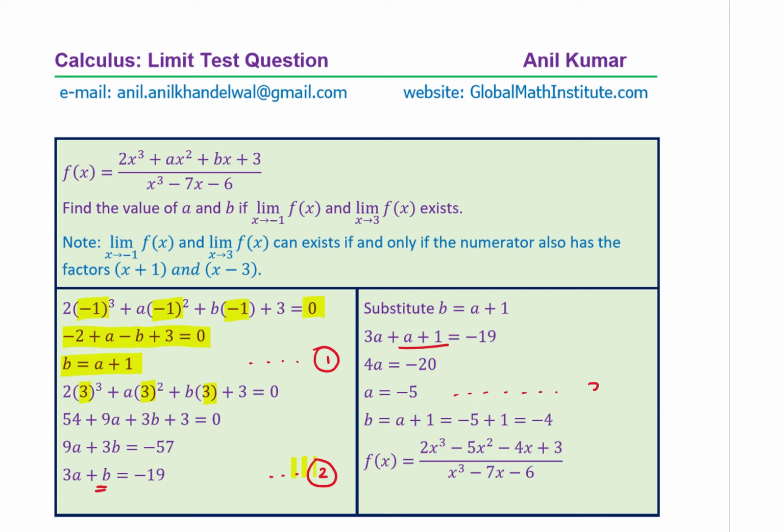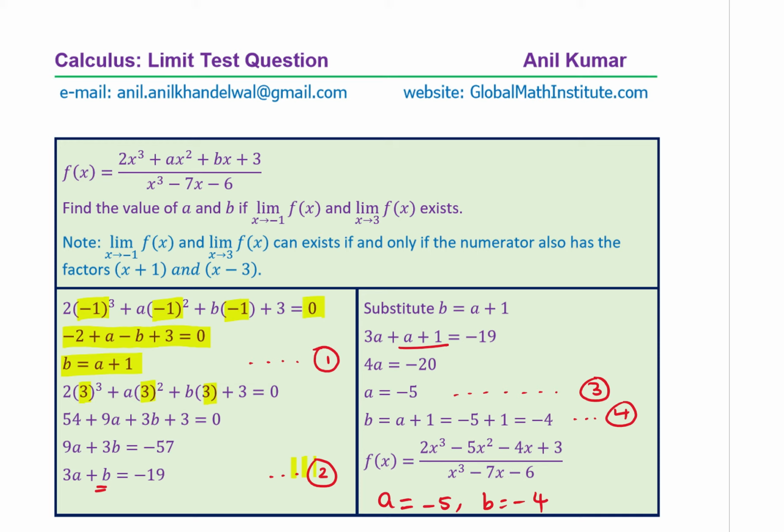Let me say this as equation number 3. a is equal to minus 5. So we got one value. Now, b is a plus 1. Substituting minus 5 for a, we get the value of b as minus 4. Correct? So then we have found the value of a as minus 5 and b as minus 4. So the numerator now can be written, substituting the values of a and b, as 2x cubed minus 5x squared minus 4x plus 3, denominator being x cubed minus 7x minus 6.